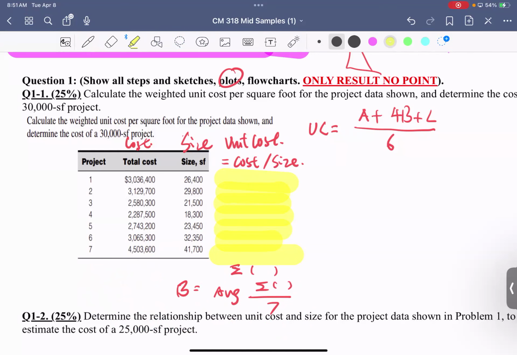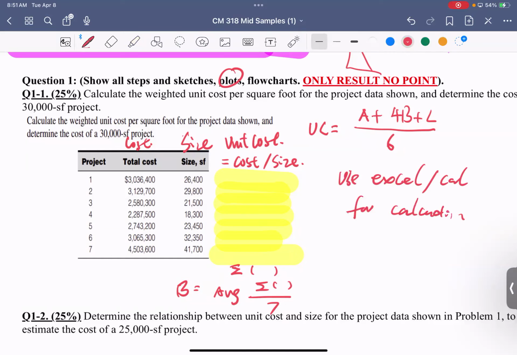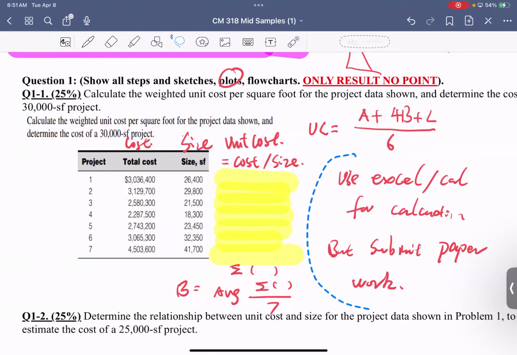We can do some sample calculations over here. You say you don't want us to use Excel for this? Yeah, you can use Excel for your calculations, but for your submission, I need the hand calculations. Does that make sense? You can use Excel or the calculator for calculation, but submit paperwork.